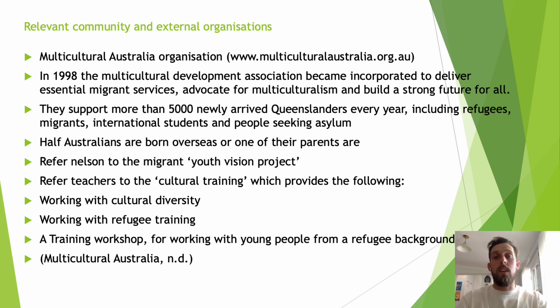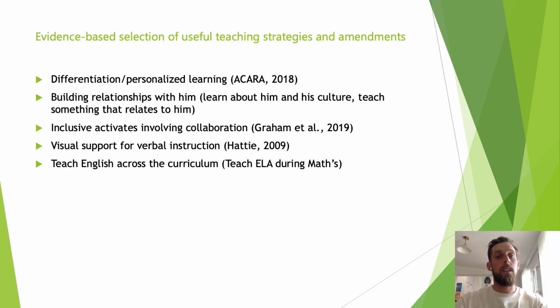The next part of this presentation is to provide an evidence-based selection of useful teaching strategies and amendments that could help enable a teacher to be responsive to Nielsen and students across the full range of abilities. Nielsen needs most help with his ELA learning as he finds this the most difficult. The first strategy the teacher should use is building relationships. The more the teacher understands Nielsen and his culture, the more the teacher will be able to focus on the areas he needs most help with. From there, you can use differentiation or personalized learning for Nielsen, in particular around the ELA.